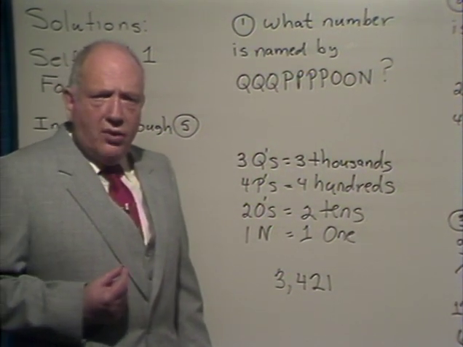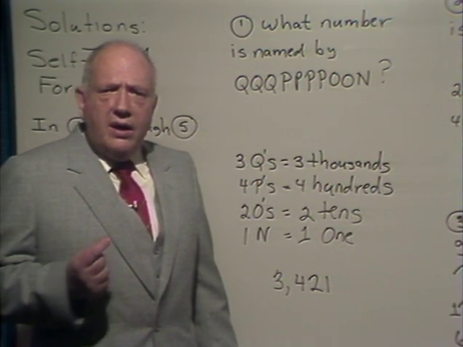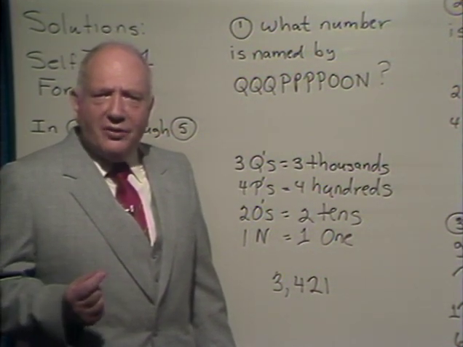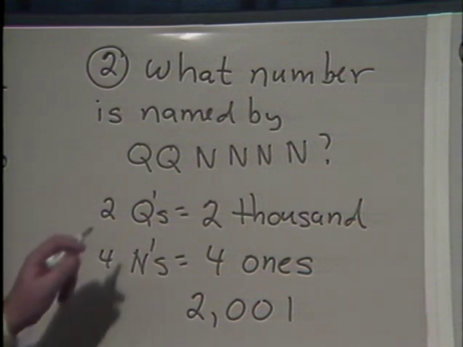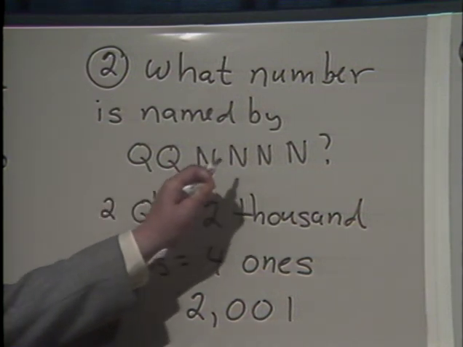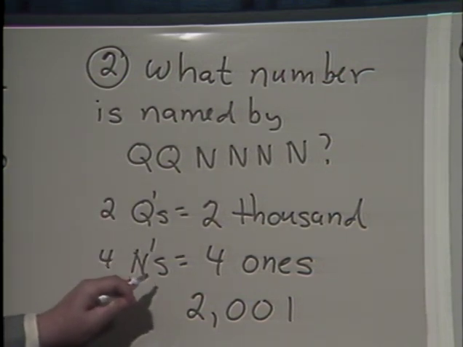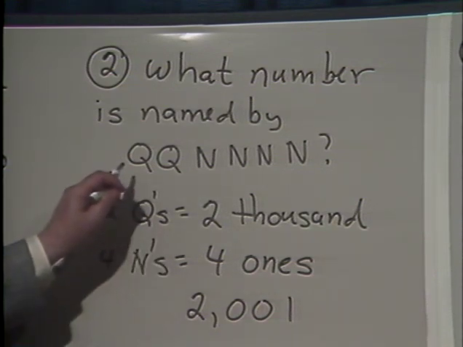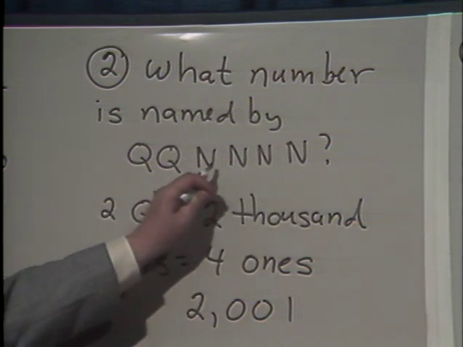The next problem I want to do with you shows you the difference between when you need a placeholder and when you don't. In other words, as long as the nouns are visible, the absence of the noun tells you you have none of that denomination. Problem number 2 says, what number is named by Q, Q, N, N, N, N? Well, that's just another way of saying what? We have 2 Q's and 4 N's. Again, the noun is the letter. The adjective is that implicit little thing. We don't see the adjective, we have to count it. We don't see a 2 here, we have to count 1, 2. You don't see the 4, you have to count it, 1, 2, 3, 4.